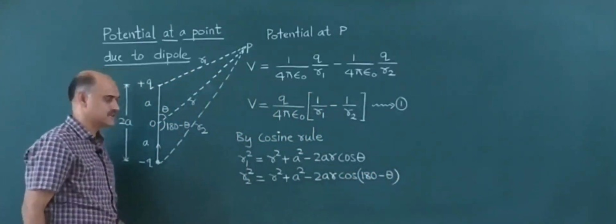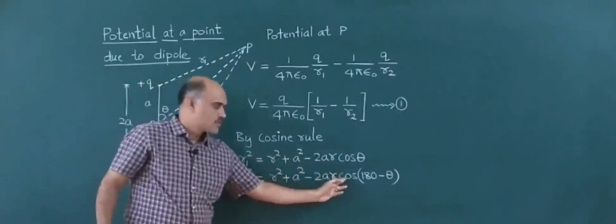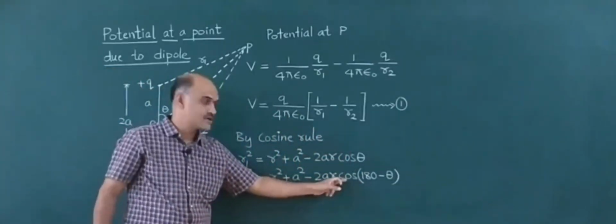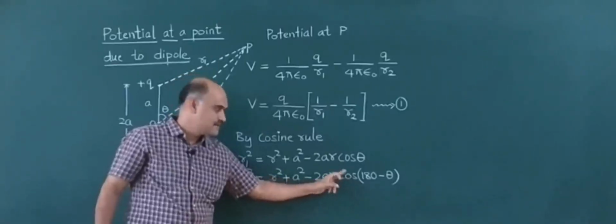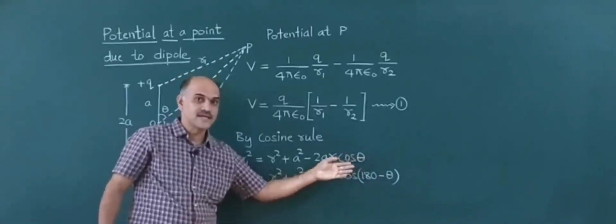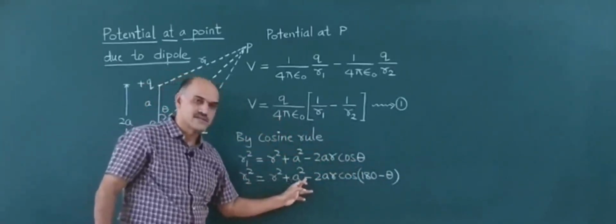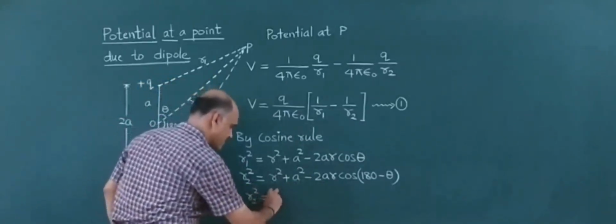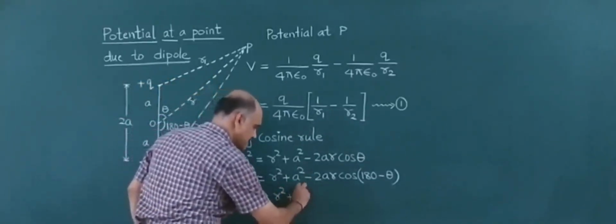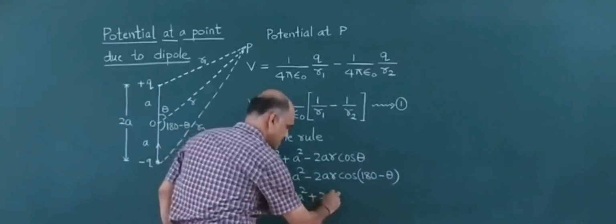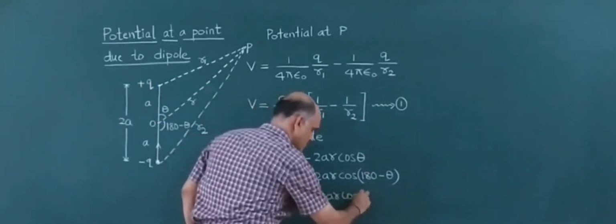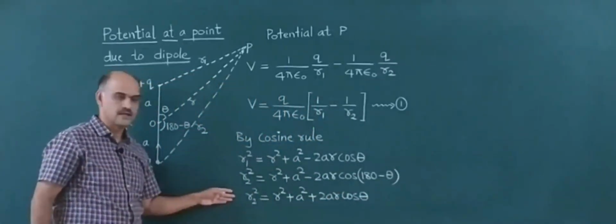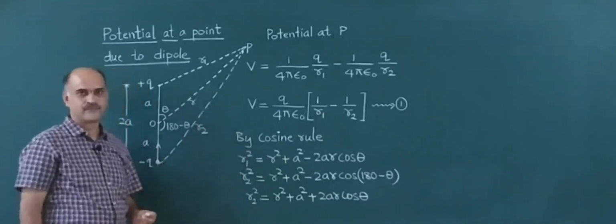Now cos 180 minus theta comes in the second quadrant, and in the second quadrant cos is negative. So cos 180 minus theta is minus cos theta, so this minus becomes plus. So you will have R2 square is equal to R square plus A square plus 2AR into cos theta, by the cosine rule.